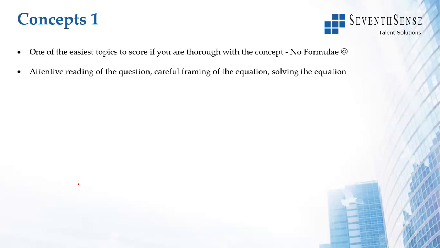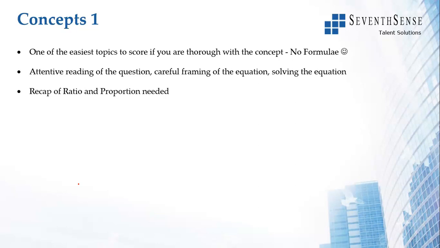Three key things that you have to do: read the question very carefully, do not be overconfident, then frame the equation correctly, and then solve the equation with care. If you follow these three simple steps, you will be accurate and you will be fast while solving questions on ages.